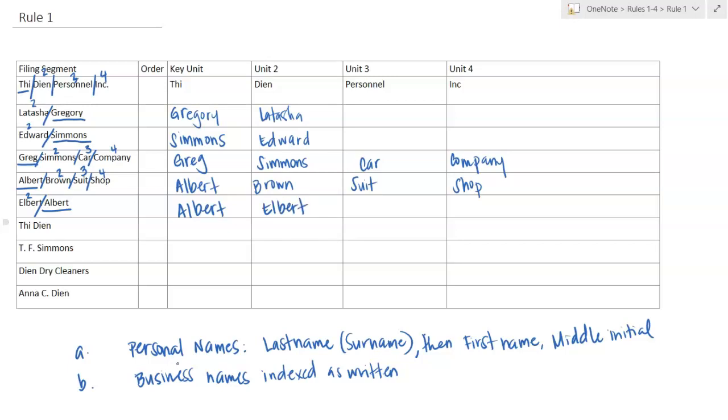Okay, here we have T. DN. This is somebody's name. So DN is my key unit, and T is unit 2.